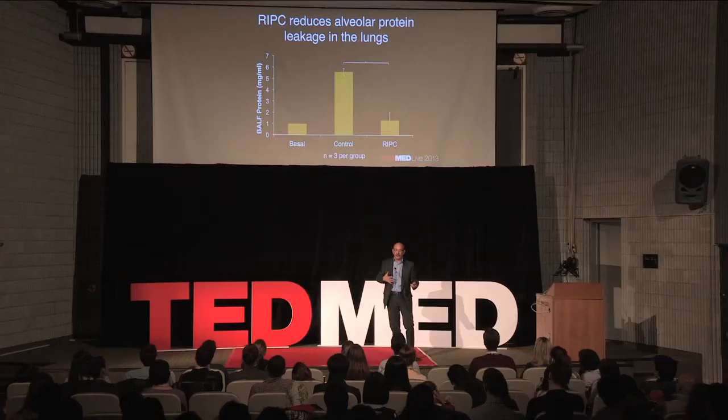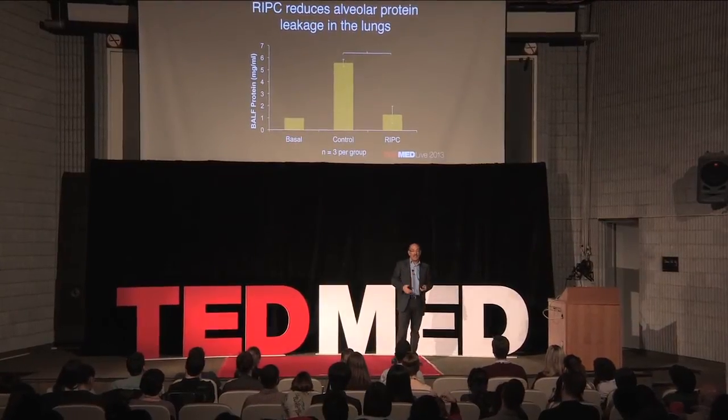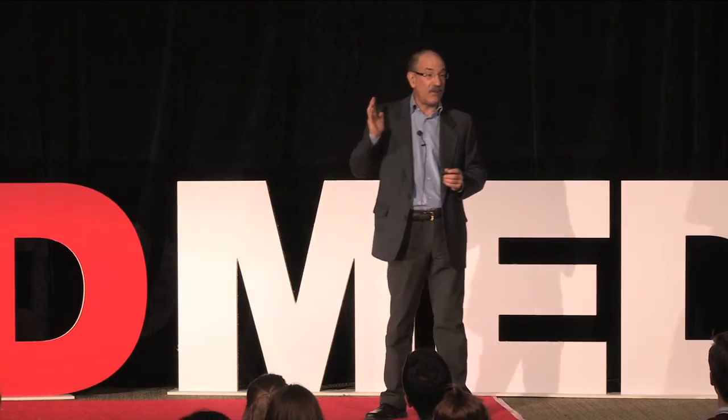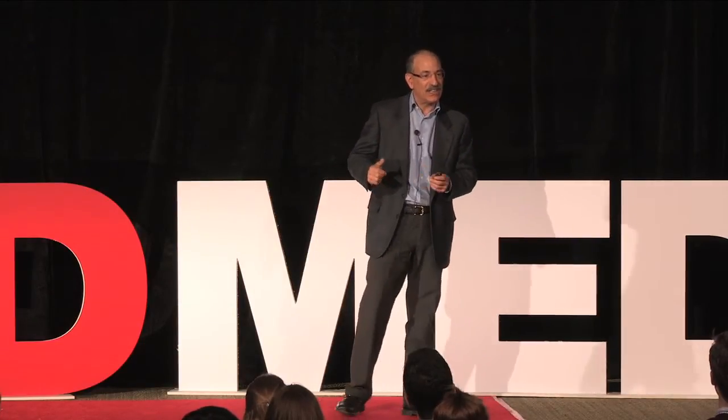Well, we also looked at other organs, since multiple organs are affected. This is a graph, a histogram, of what happens in the lung, looking at protein in the lung. And the more protein you have in the lung, the worse you are. That means your lungs are leaky. You can see in the middle graph that there's a huge increase after shock resuscitation. But in the animals that have preconditioning on their legs, you can see in the far right that there's absolutely no lung leakiness, no albumin in the lung. So by doing this preconditioning, it actually protected the lungs, protected the liver.